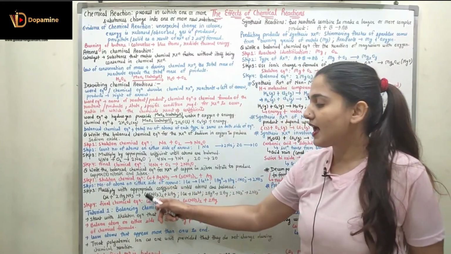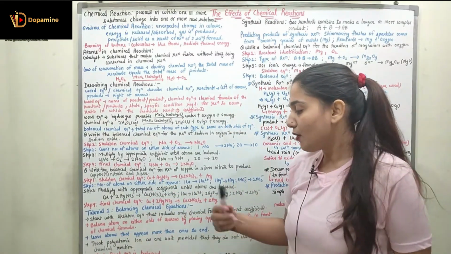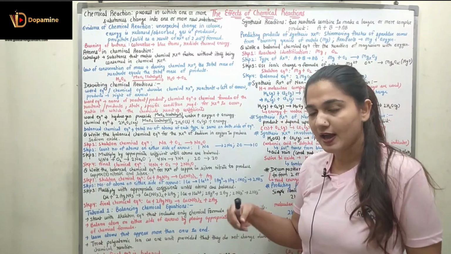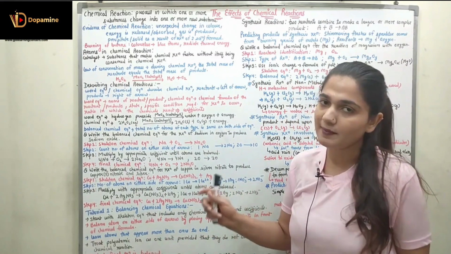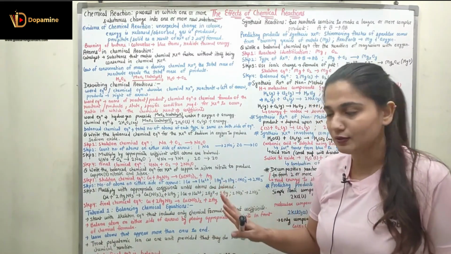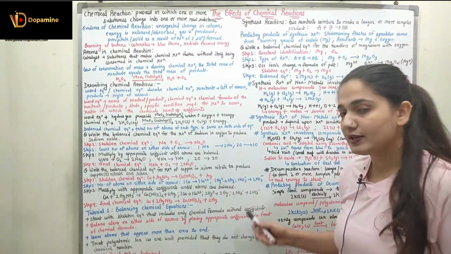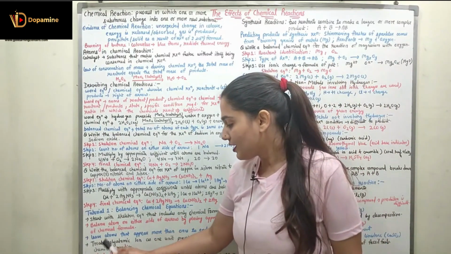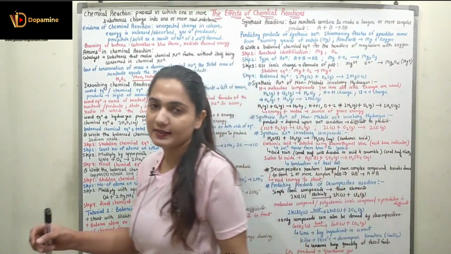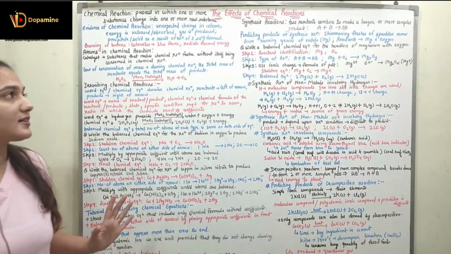So here, like we had taken NO3 as one unit, right? We have not taken nitrogen and oxygen separately. We have taken NO3 negative as one unit because it was not undergoing any change during the chemical reaction. Check the final equation is balanced. At last we had to see the balanced chemical equation.